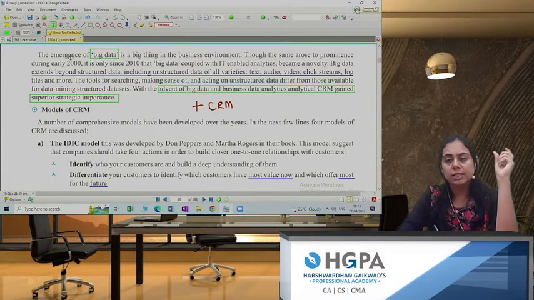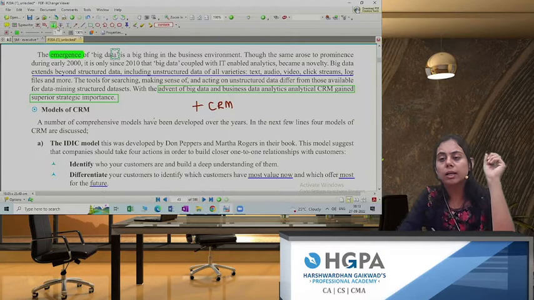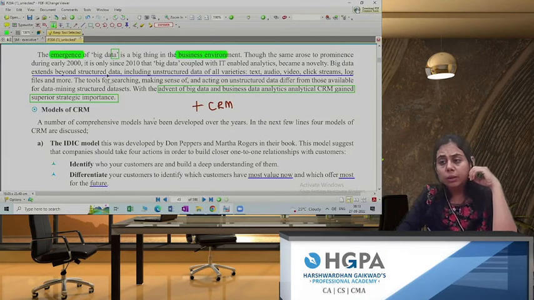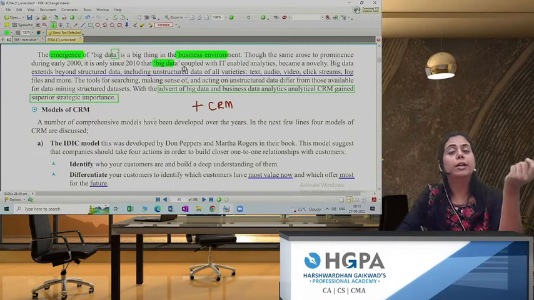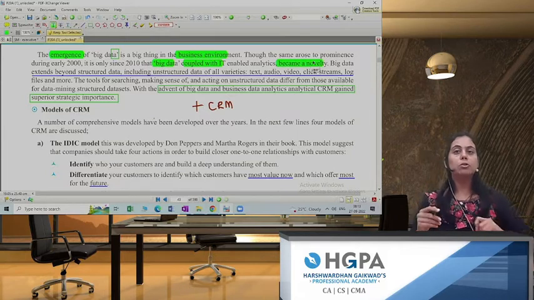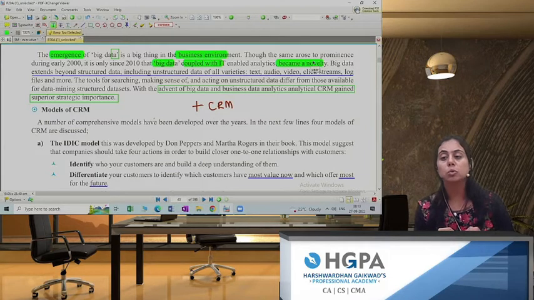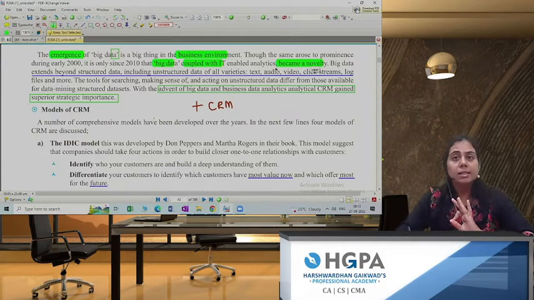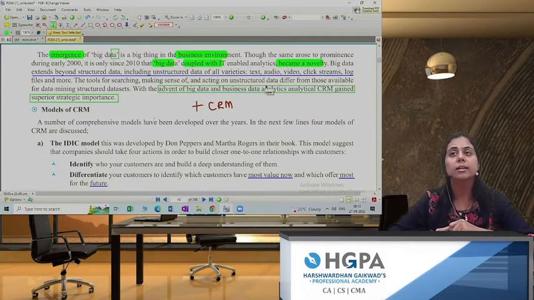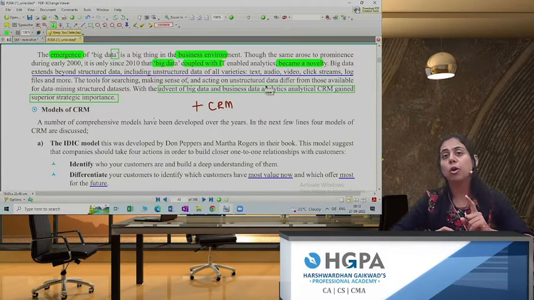So in this paragraph, they're just telling that the emergence of big data is one of the most important concepts in the business environment. The big data, when it got coupled with IT, it became a novelty. So when we could store big data with the help of IT, we could do it more properly. It was one of the best things. Whenever data is stored in IT, it's not necessary that the data has to be in structured form.